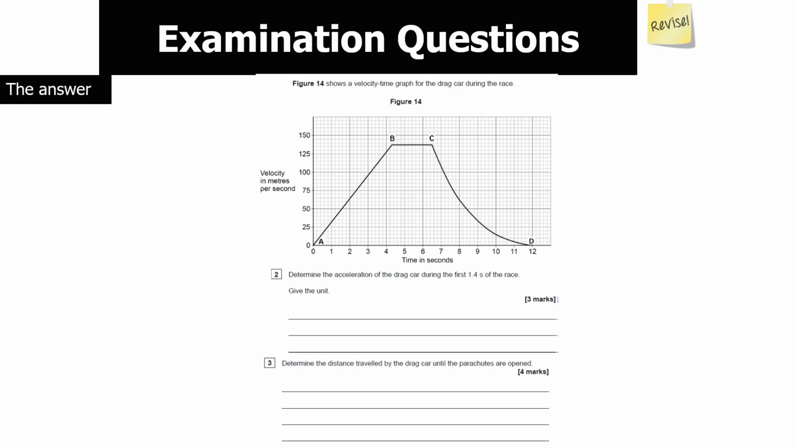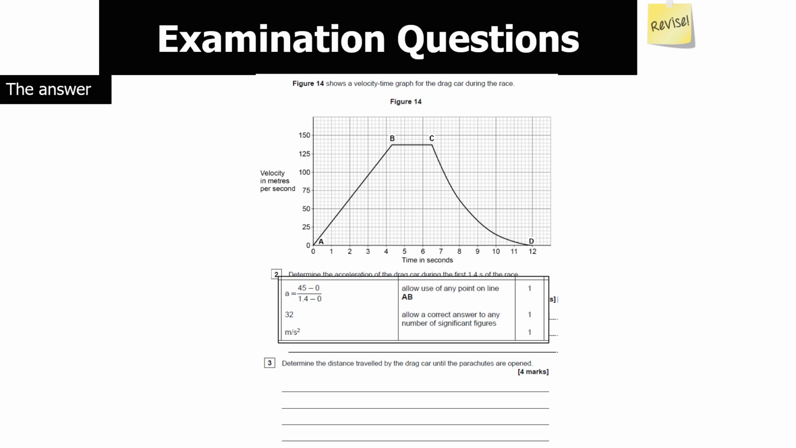Right, it's important to know that the acceleration is going to be the gradient of a velocity-time graph. So for the first 1.4 seconds, we're very lucky because it's a straight line, so we can just work out the gradient of that straight line section. It's going to be the change in y, which is 45 minus 0, divided by the change in x, 1.4 minus 0, so it's 32, and remember the units of acceleration are meters per second squared.